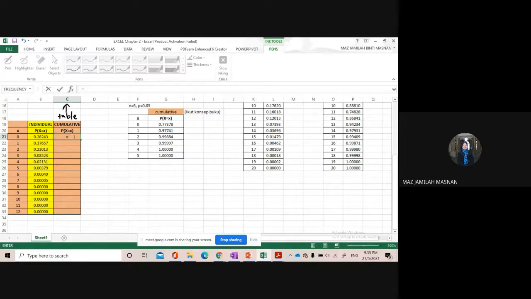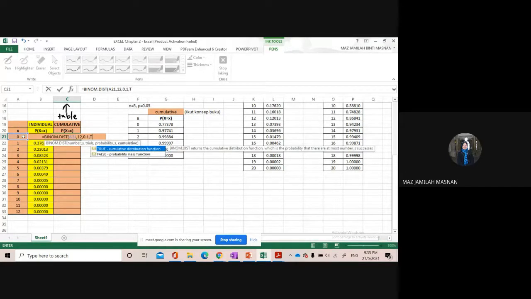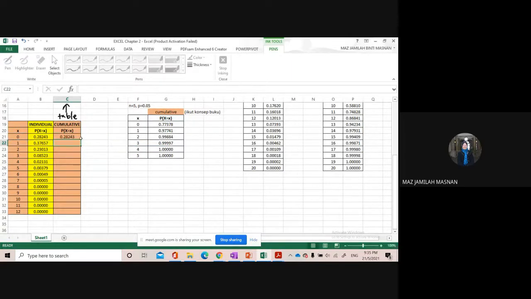Begin with equal, then binom, and double click the binom dist. You are referring to x equal to 0, so click the cell, then put in the number of trials, the probability of success, and then type true. Okay, so the first probability value is exactly the same as the individual value.